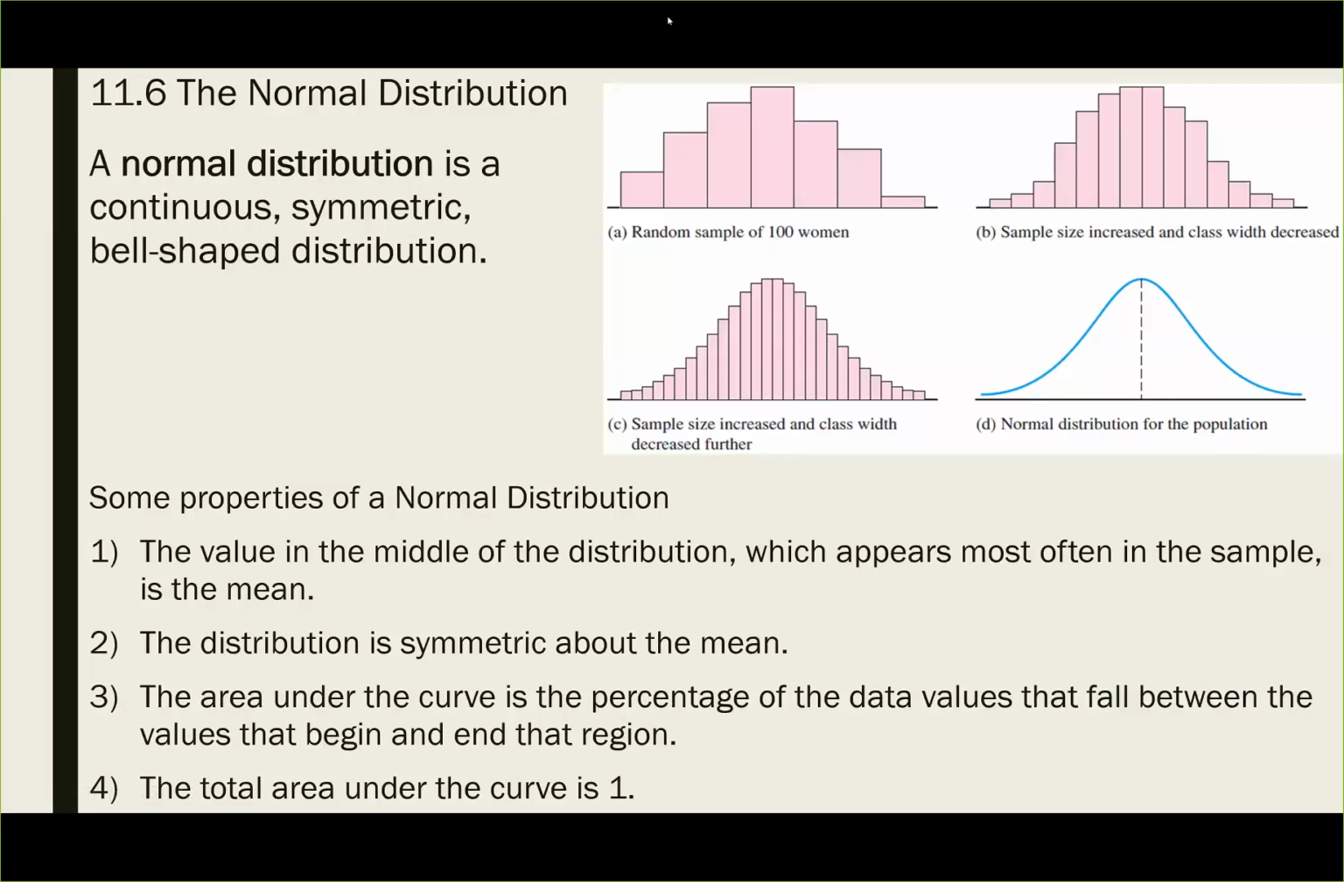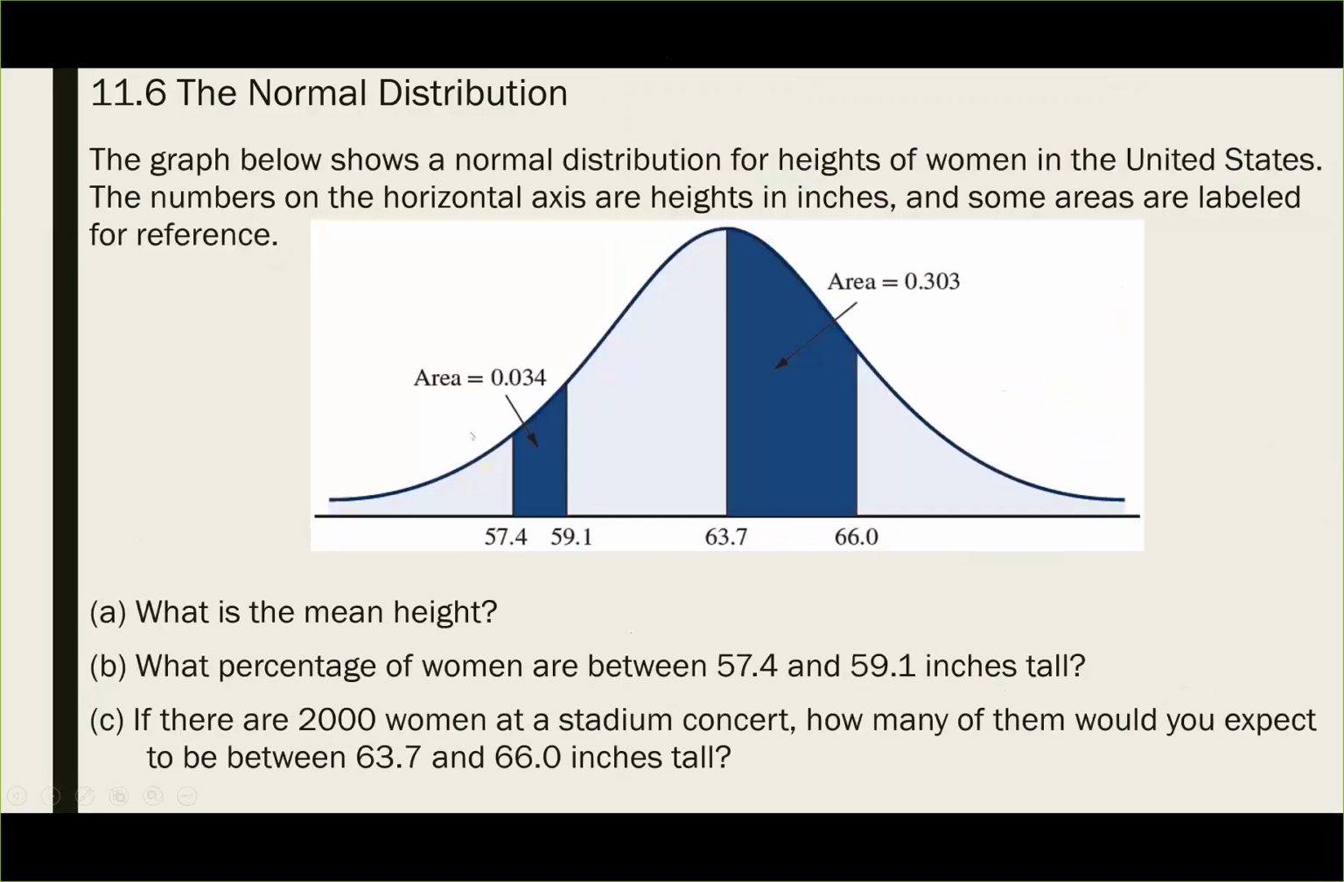So looking at this, let's say they give you this. You probably won't have a lot of these normal distribution tables that give you the percentage. But let's say they ask you this question. The graph below shows a normal distribution of the height of women in the United States. The numbers on the horizontal axis are the height in inches, and some areas are labeled for reference.